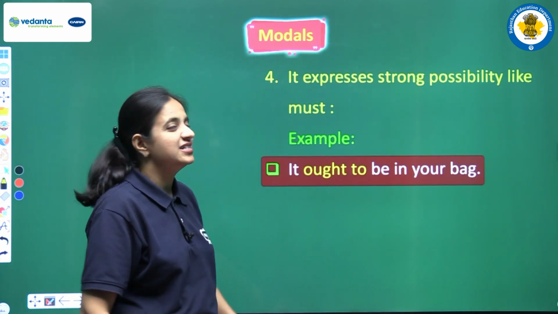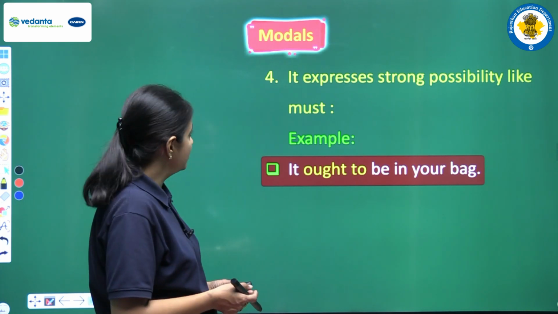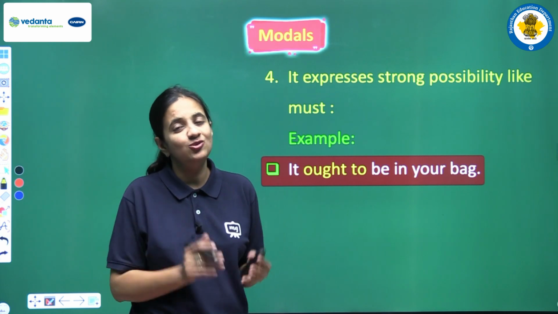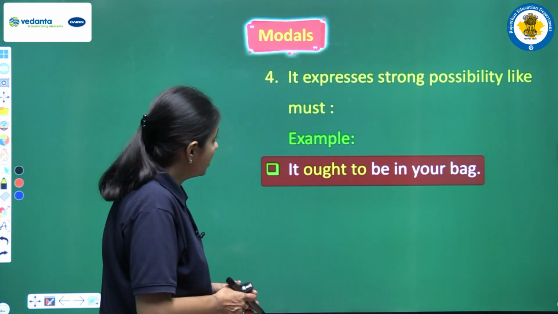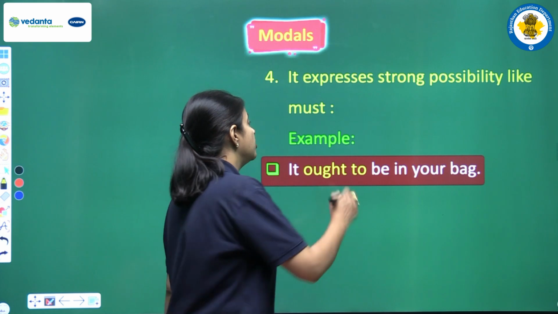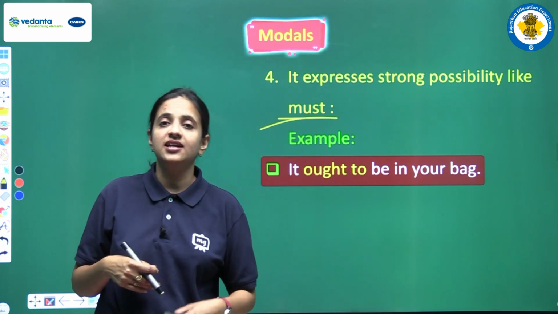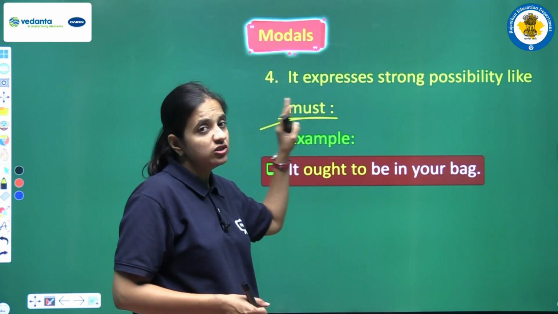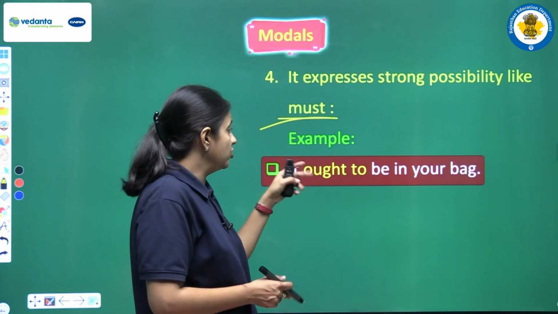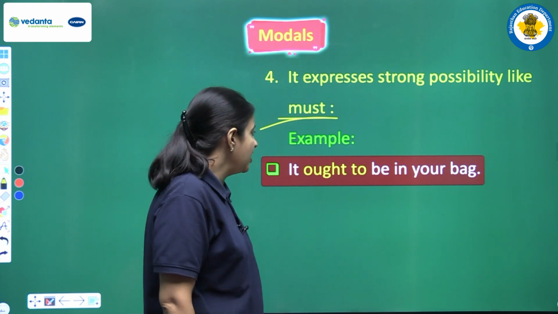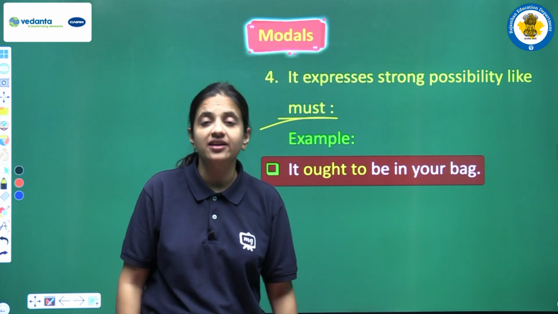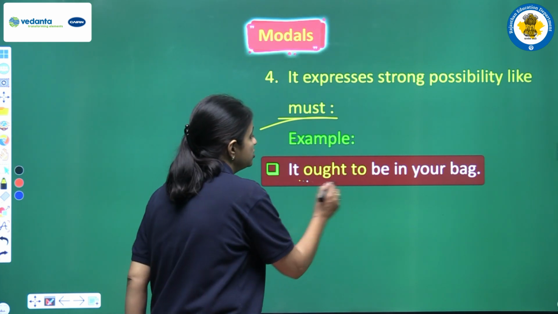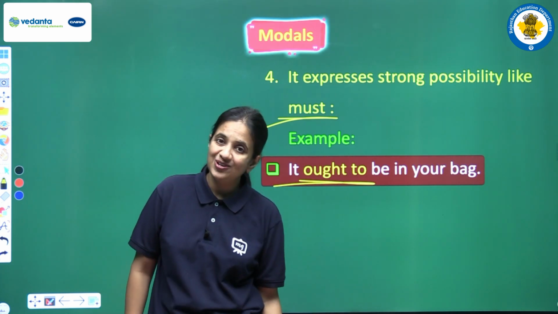Another use of ought to that we are having is, it expresses a strong possibility like must. So this is another use of ought to, where sometimes it is used to show a strong possibility just like must. Must is another modal that we will read further. So just like must, ought to is also used sometimes to show strong possibility. For example, it ought to be in your bag. So here we are showing the possibility, or we can say strong possibility, and we are using ought to here.